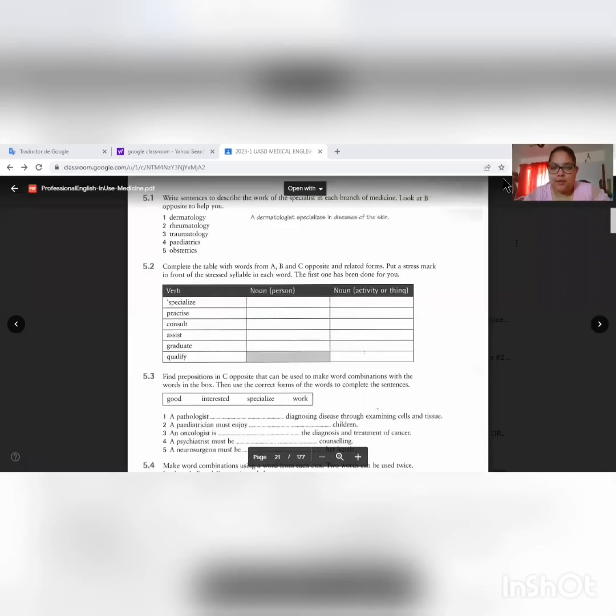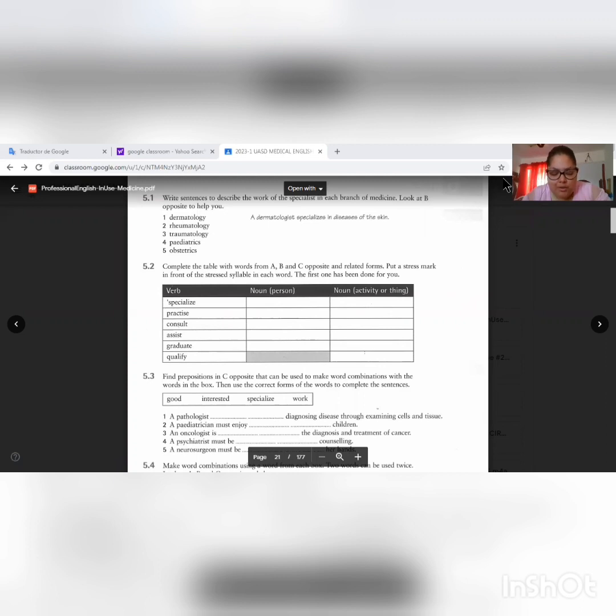Unit 5, Medical Practitioners. Exercise 5.1. Write sentences to describe the work of the specialist in each branch of medicine. Look at B opposite to help you. 1. Dermatology. A dermatologist specializes in diseases of the skin.